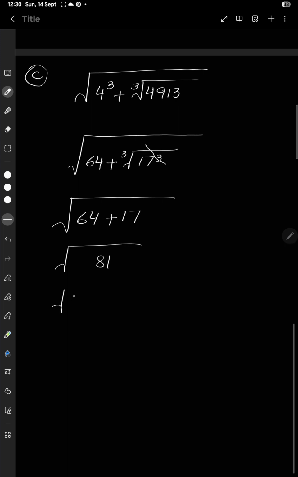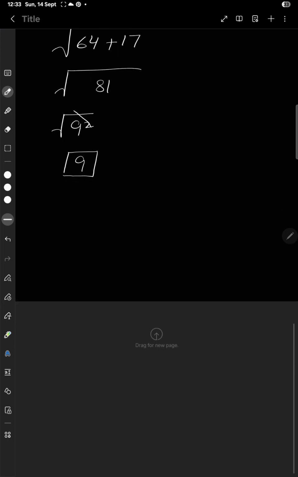And yeah, 81 is 9 square, because inside a square root the number should be a square, so that the square root can eat. So the square root will eat the square, and my answer will be 9. Wow, this question is so easy and so interesting to do. It seems difficult, but actually it's not. Wow. So we are done with all 3 parts.